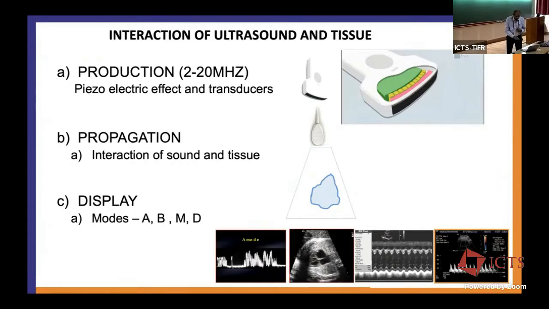We have several modes of display, which we call A mode, B mode, M mode, and Doppler mode. In that, of course, we don't use A mode. Only ophthalmologists use A mode. Others do not use it. We use B mode. And the M mode is primarily used for cardiac imaging. And the Doppler is used for identifying blood flow.